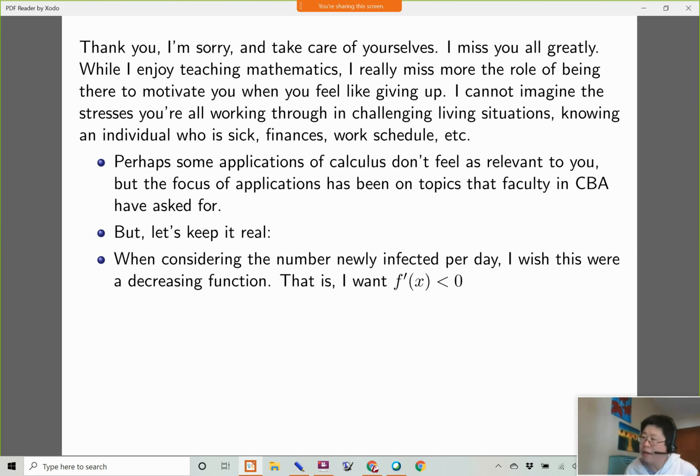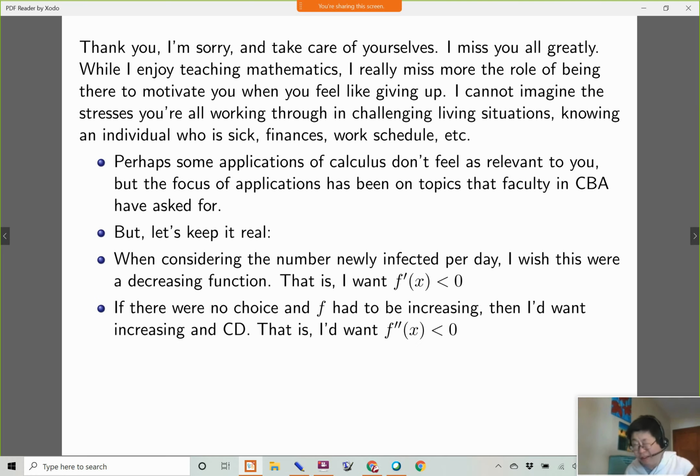When I think of the number of newly infected people with this disease per day, I wish this were a decreasing function. I'm not always watching the news trying to put on my math hat, but I think calculus gives us some good language to talk about these things. I really want the first derivative to be negative. That would be great, right? But that's not happening currently, at least last I checked in the U.S.